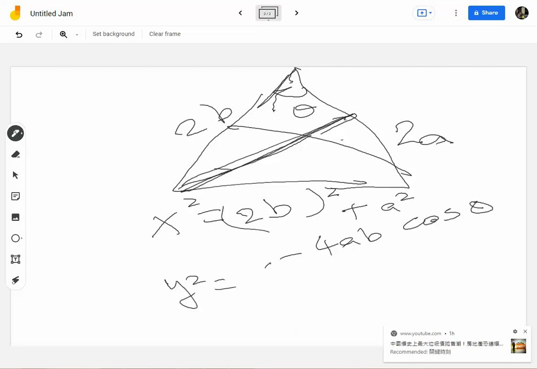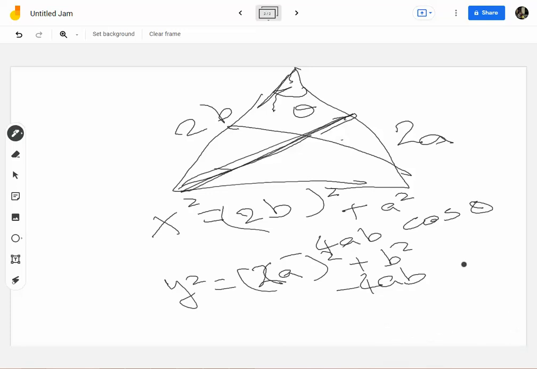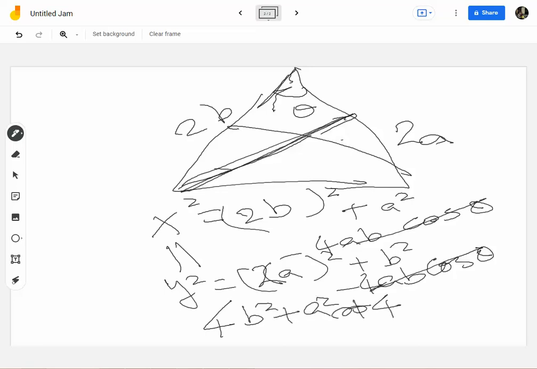Similarly y squared equals what? 2a squared plus b squared minus 4ab cosine theta. We saw the trick: he built it so that we can cancel out this term. So x squared equals y squared since the two medians are the same. Then therefore 4b squared plus a squared equals 4a squared plus b squared.